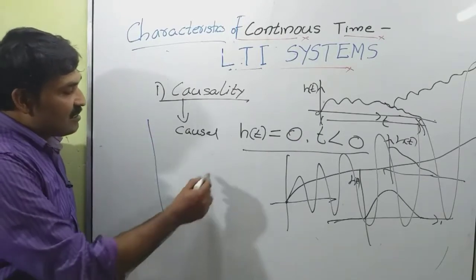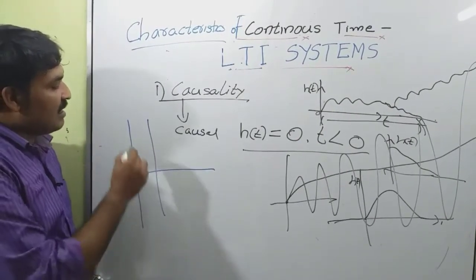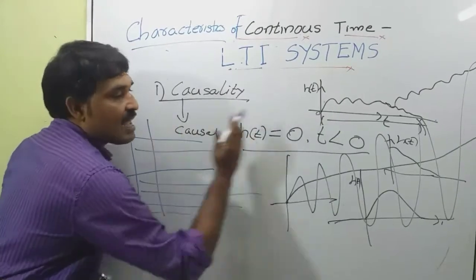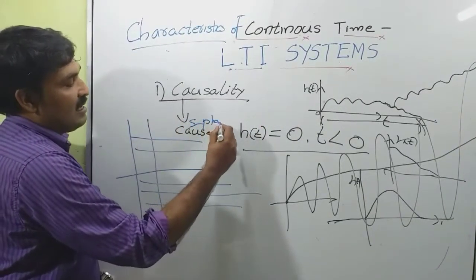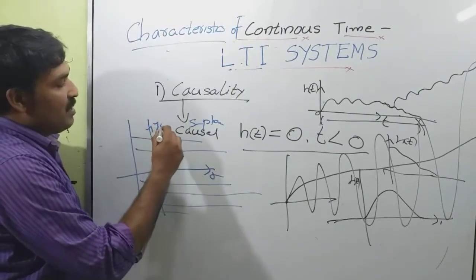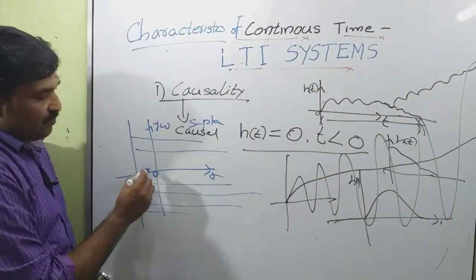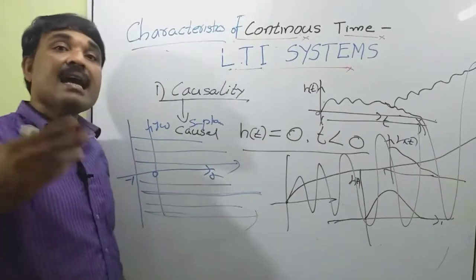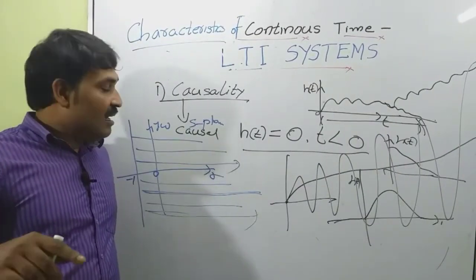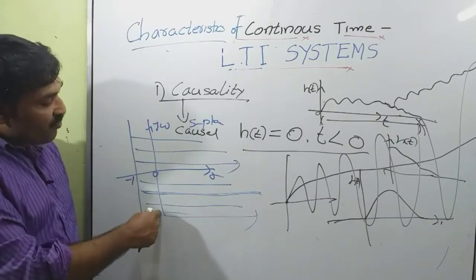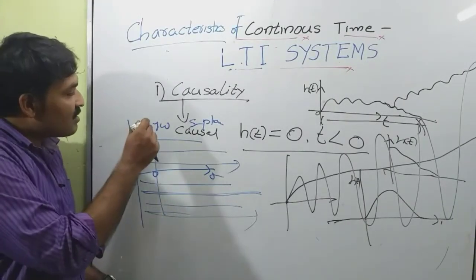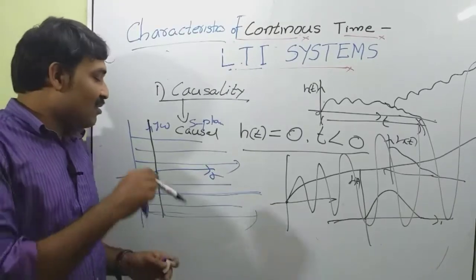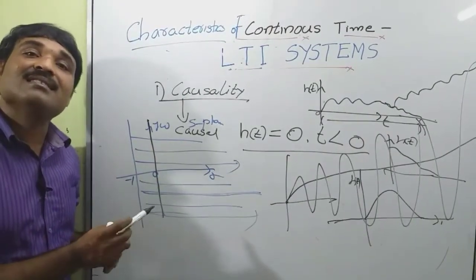For a causal system, the region of convergence is towards the right hand side of the S plane. This is my S plane. I am representing sigma and j omega. Let this be some minus 1. This is the origin 0. So for a causal system, the region of convergence is towards the right hand side of the S plane. Then in this figure, if the ROC consists of the j omega axis, or the imaginary axis, then the system is said to be stable. If the ROC does not contain the imaginary axis, then the system is unstable.